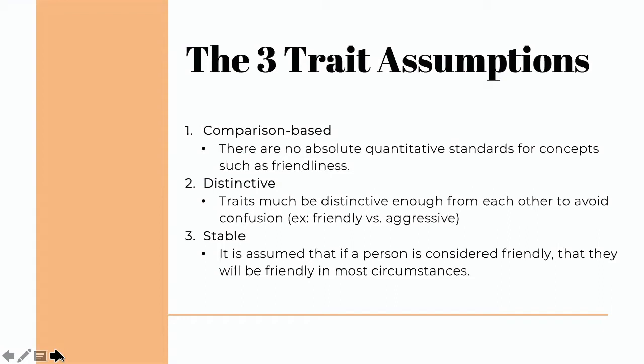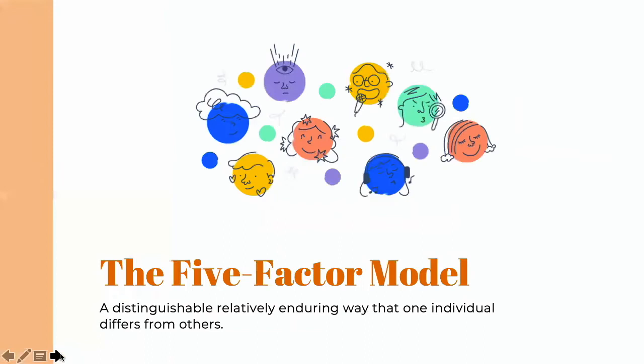And the third trait assumption is that it's pretty much stable, especially over time. So it assumes that if a person is considered friendly overall, that they will be friendly in most circumstances. Now, a friendly person is not going to be friendly every single day and not 100% of the time, because we're human beings and the environment, our mood, how we're feeling that day can influence how we behave. But in general, you would see this person's personality or trait as being something that is stable.